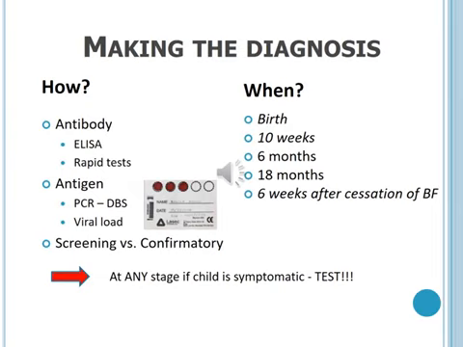Then, in the new guidelines, there is now an extra universal screening point at 6 months and a universal testing point at 18 months. And then lastly, if babies breastfeed for longer than 18 months, they need to get a PCR 6 weeks after full cessation of breastfeeding. The same applies if they stop breastfeeding before the 18 months. So whenever a baby stops breastfeeding, 6 weeks after stopping they need a repeat PCR. But please remember that at any stage, if a child is symptomatic, test.